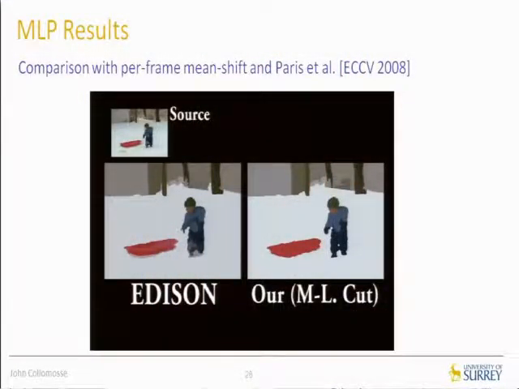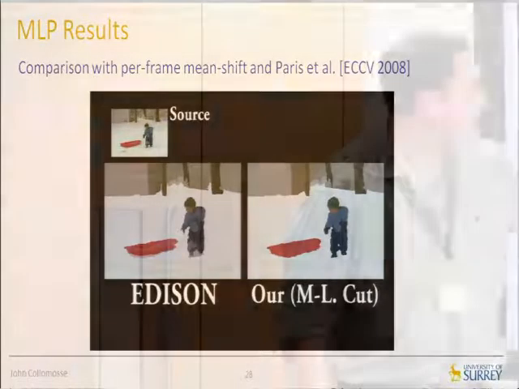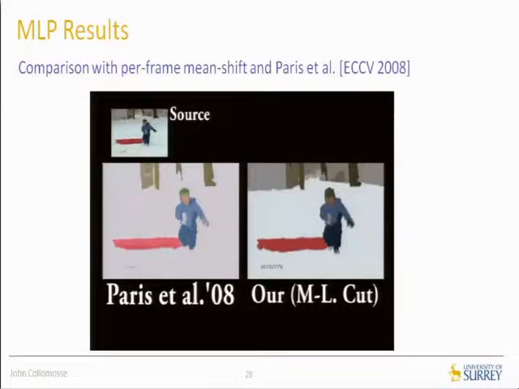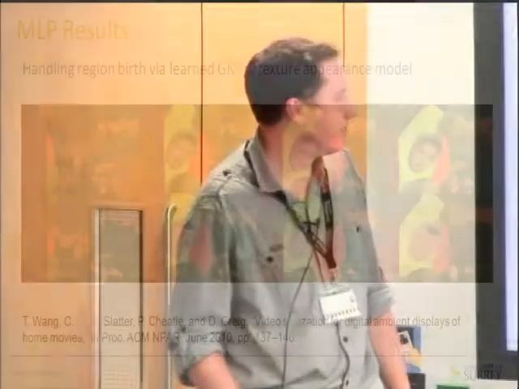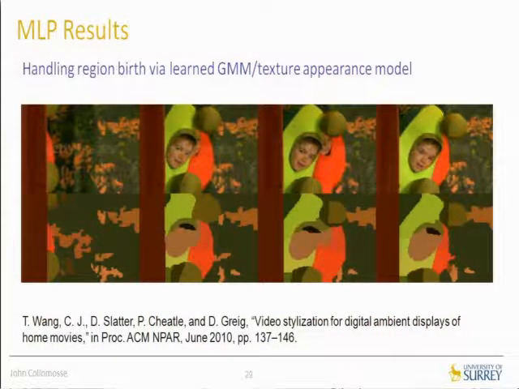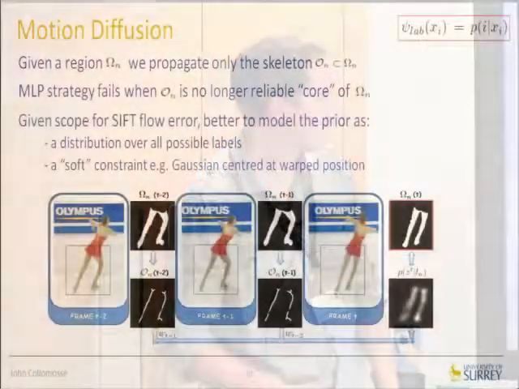These are the results of that first approach. This is per-frame mean shift, which, with a bit of help from an edge detector, you might expect to perform poorly. This is our approach. And this is the approach from ECCV 2008 from Paris et al. So we already get an improved coherence, and this is a rather artificial example showing the region appearance being handled. So this was the first iteration of our system.